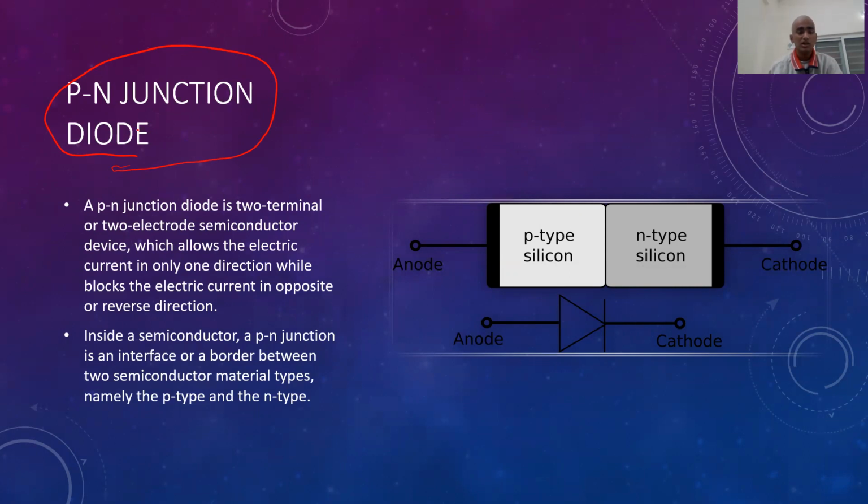In a semiconductor, a PN junction is an interface or border between two semiconductor material types, namely P-type semiconductor and N-type semiconductor. The junction between these two types of semiconductor is called the PN junction.